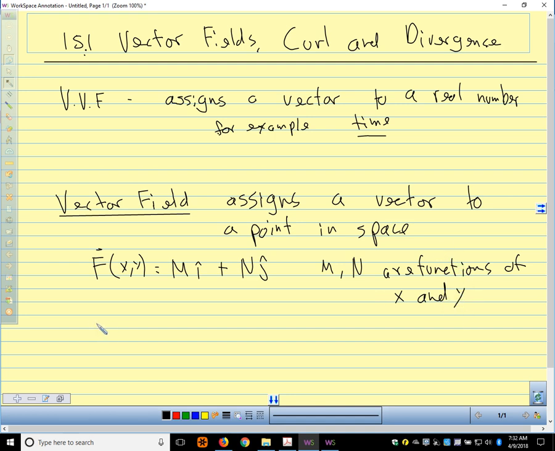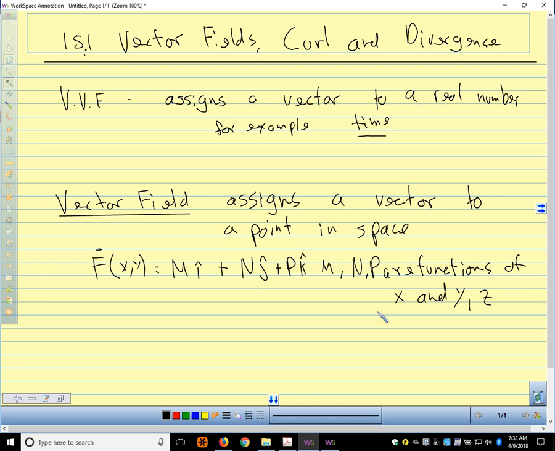And if we're in space, I'm just going to put plus P k hat, and P would also be a function. So we have these functions that give us the components of our vector. So that's a vector field. A vector field assigns a vector to a point in space. In space, these would be functions of x, y, and z. In the plane, it would just be the two, M i hat and N j hat, functions of x and y.